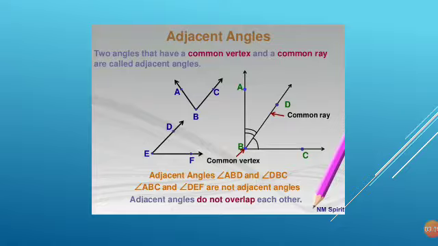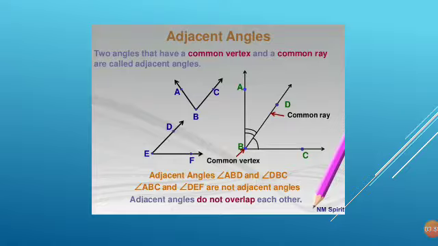Two angles that have a common vertex and a common ray are called adjacent angles. Angle A, B, D and D, B, C share the common ray, so they are adjacent angles. Angle A, B, C and angle D, E, F are not adjacent angles. So ABD and DBC are adjacent angles.